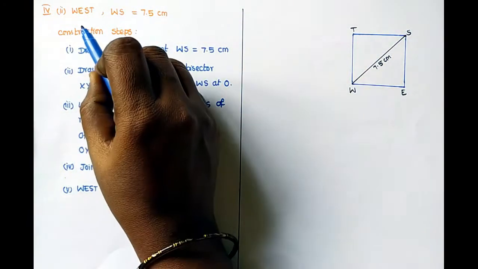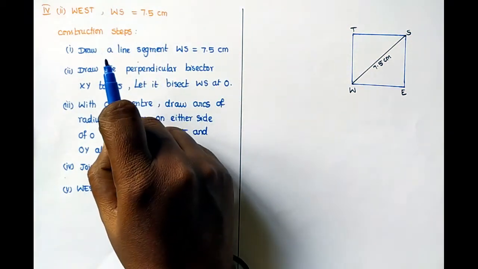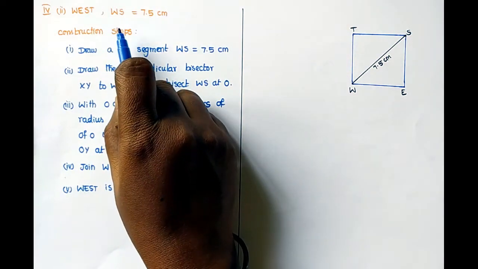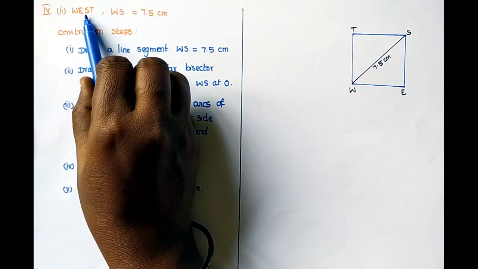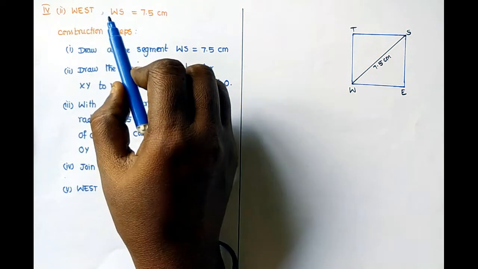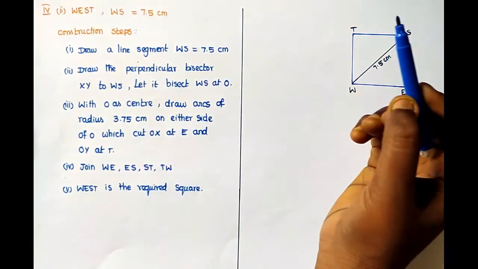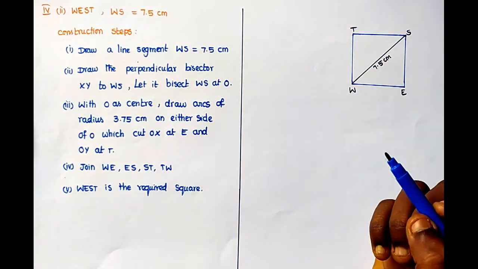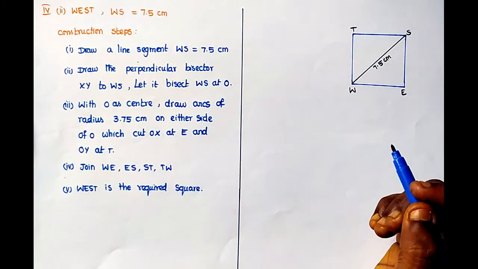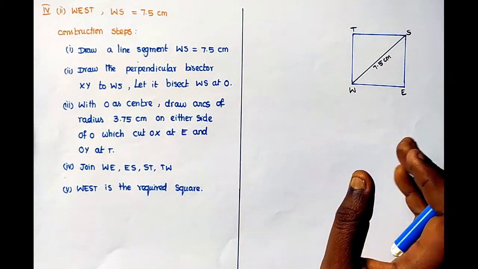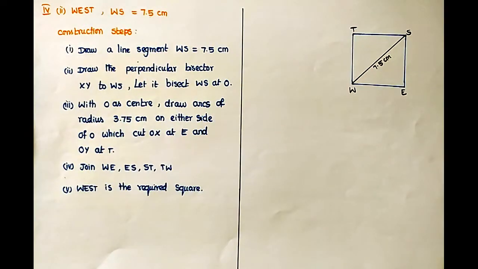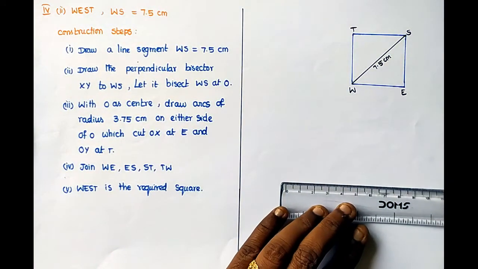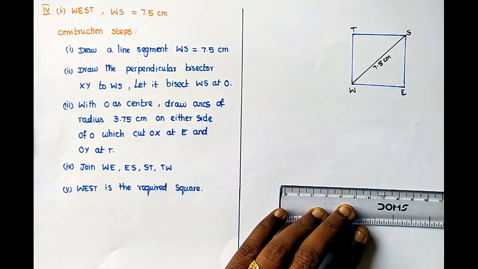Fourth Roman number, second subdivision, WEST. WS equal to 7.5 centimeter. From that, W and S are alternate letters, so that is a diagonal. They have given a diagonal. From that we have to construct a square. First draw the rough diagram, and then what is the first step? Draw a line segment WS equal to 7.5 centimeter. Take your ruler and measure 7.5 centimeter. Draw a line.